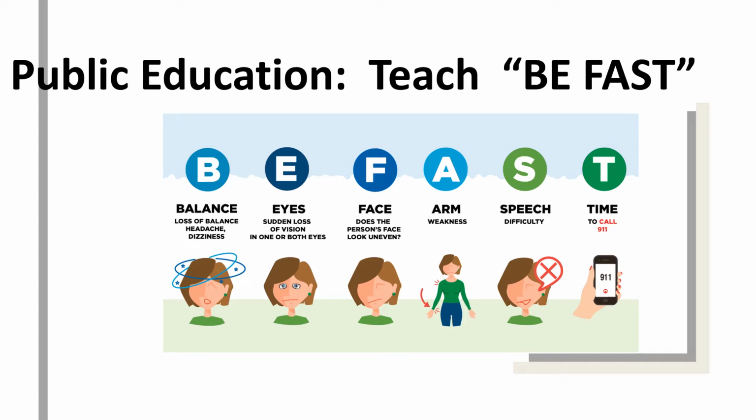Does the individual have a loss of balance, dizziness, or headache? That's our B. Our E, is there a change in or sudden loss of vision in one or both eyes? F, have the individual smile. Is it symmetrical or does the face look uneven? A is we're going to ask the individual to raise both arms. Can they hold them up or move it at all? And S, are they having difficulty speaking or understanding speech?